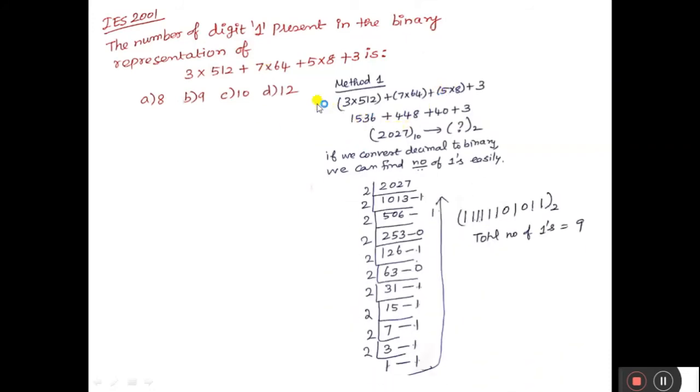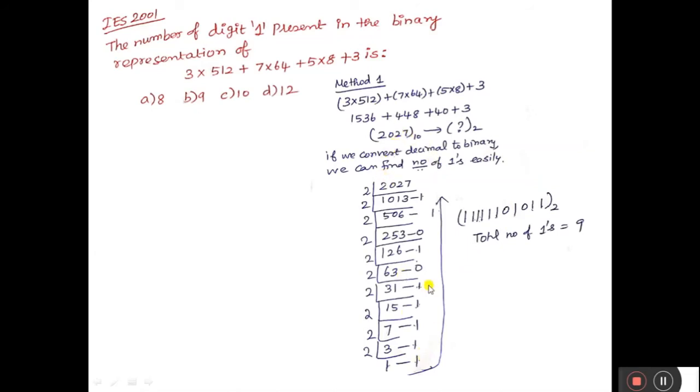So method 1, the given equation 3 into 512 plus 7 into 64 plus 5 into 8 plus 3. If you multiply 3 into 512, you get 1536. If you multiply 7 into 64, you will get 448. We multiply 8 into 5, you will get 40, plus 3. So totally we are getting 2027. This is a decimal number. We need to convert it into binary to count the number of ones in this decimal number.